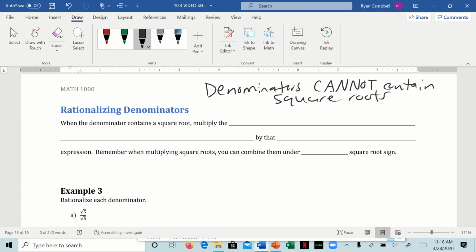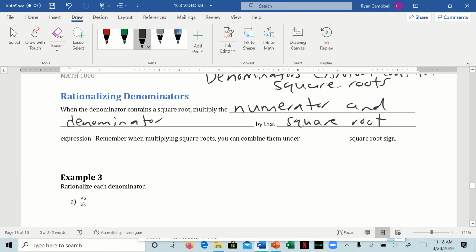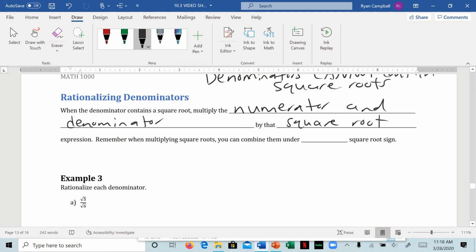So a way to get rid of a square root in the denominator, you just multiply both the numerator and the denominator by that square root expression. So whatever was in the denominator, you just multiply that both by the top and the bottom. And then remember, when you're multiplying square roots, you can always combine to get under one square root sign.